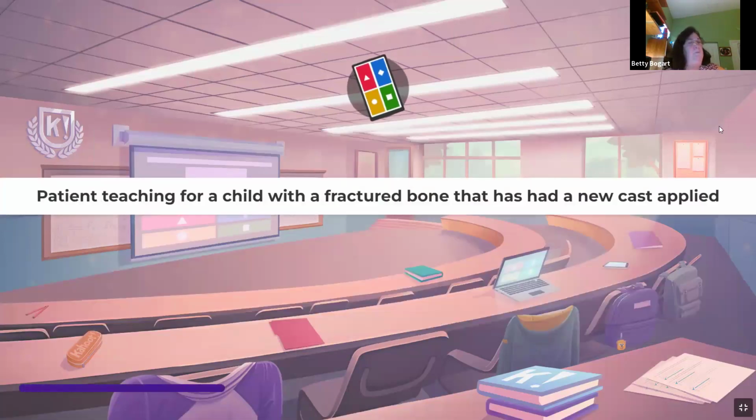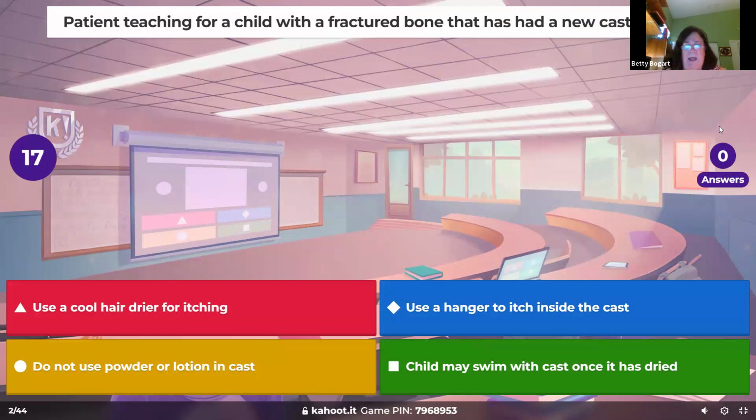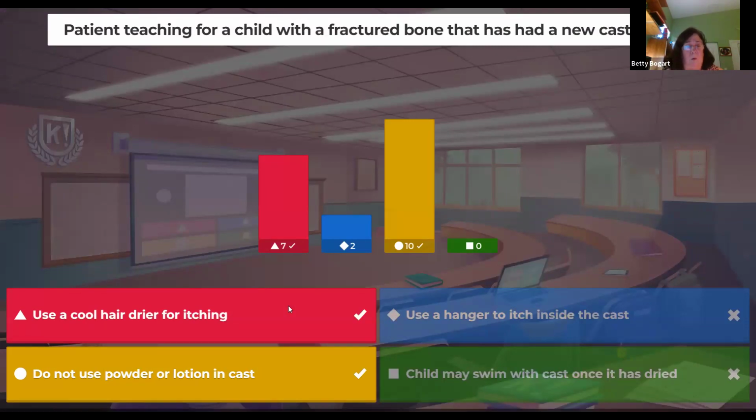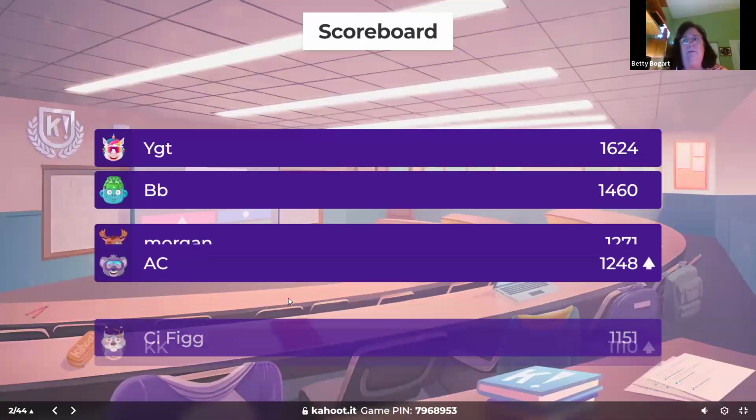Another multi. Patient teaching for a child with a fractured bone that has had a new cast applied. So it is a cool hair dryer that can help with the itching. No powder, no lotion. Don't put anything inside of it. And with children, nothing wet. Even taking baths and showers, you have to be careful.